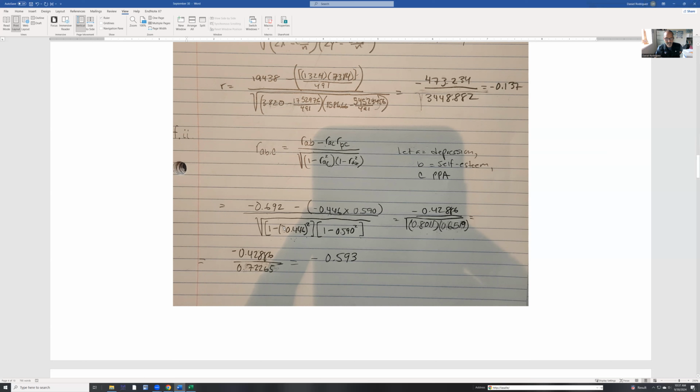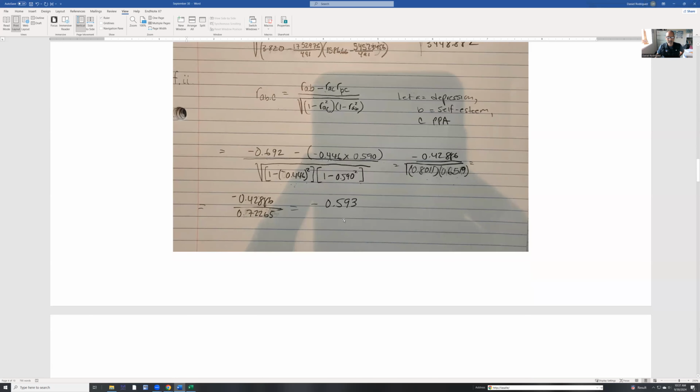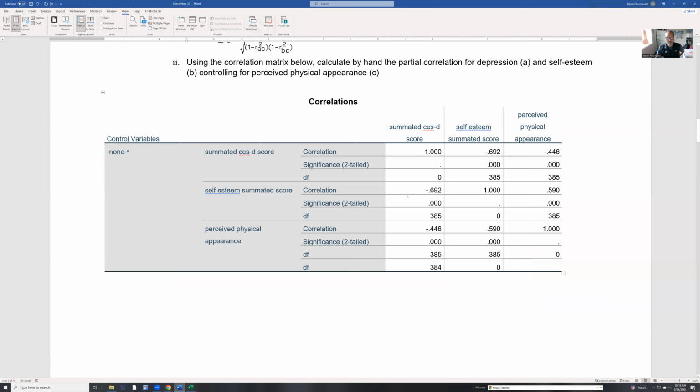And then we just carry out the work here. We square the negative 0.446, which becomes positive. And then we square the 0.590. We complete this and we get a value of 0.593. So this is the partial correlation between depression and self-esteem. It's negative 0.593. And if we go up here, it was originally minus 0.692, right? Minus 0.692, same as here and here.